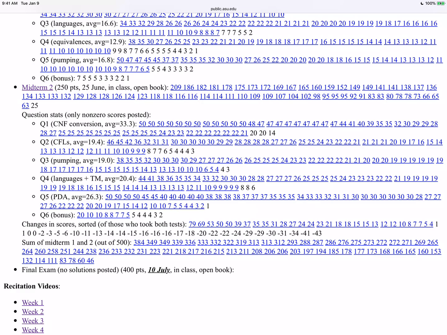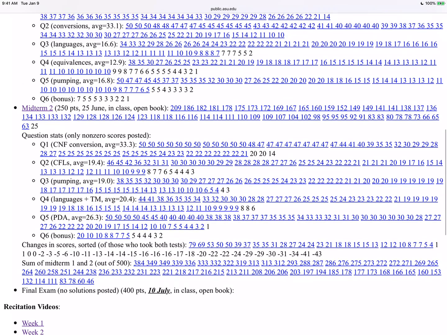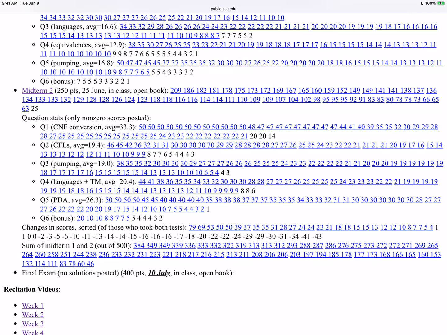Okay, so here I put the distribution up. It was actually around 5 points on average higher than midterm 1, so that was good. I have the distribution for all the questions, and those were good too, apart from Q3, but it's not too bad, but it's not great.